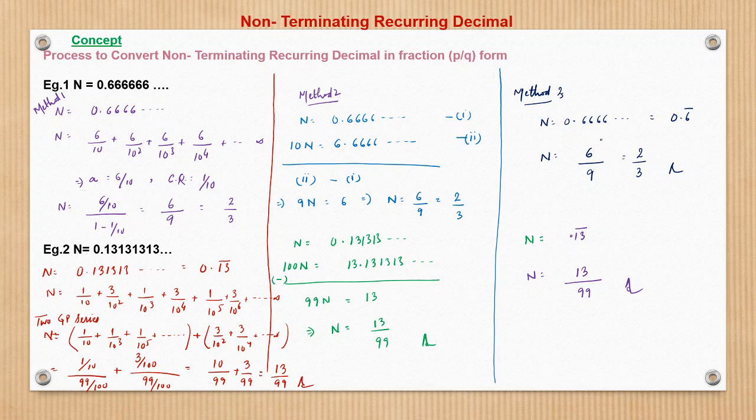Here what we did, we wrote all the numbers in the numerator. So it could have been here 6 minus the digits which are outside the bar. Outside the bar is 0, so it is the same as here. Same here, 13 minus the digits which are outside the bar, so that is 0. So it becomes the same, which is 13 by 99.